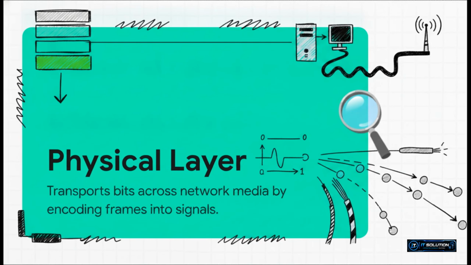Okay, so what is its actual job? Basically, the physical layer transports bits across the network media. It grabs a fully formed frame from the data link layer right above it, and its sole purpose is to encode that frame into a series of signals. This is it, the exact moment our digital data literally hits the physical road.